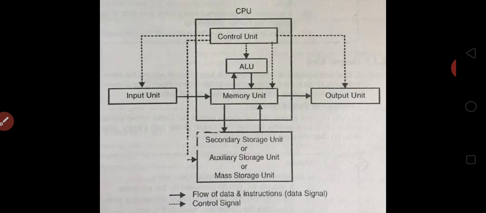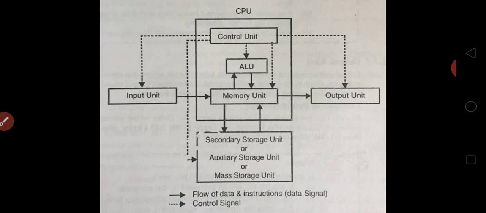Next comes the CPU. The CPU is also called the brain of the computer. The full form of CPU, as you all know, is Central Processing Unit. The CPU comprises of the control unit, the ALU or the arithmetic and logic unit, and the memory unit. The memory unit that you can see inside the CPU is the primary memory of the computer.